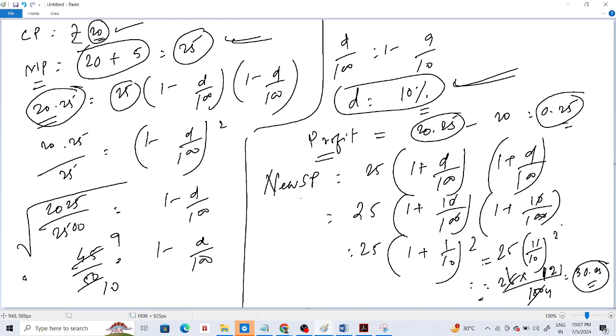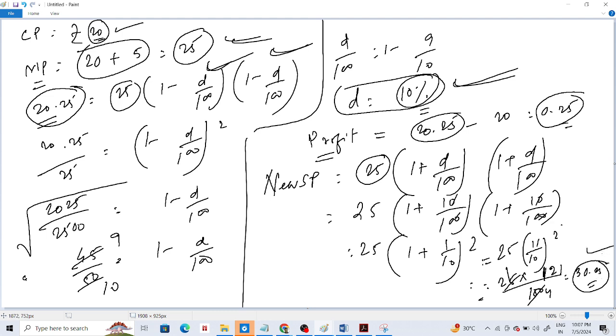Now it is telling that instead of giving these successive discounts, why doesn't he increase this mark price by the same percentage 2 times? So now this is not a discount. He is increasing the mark price 2 times successively by this 10%. So 25 into 1 plus D by 100 into 1 plus D by 100, that is 25 into 1 plus 10 by 100 into 1 plus 10 by 100. If you solve it, you will get 30.25.